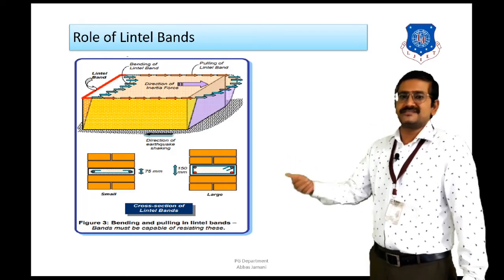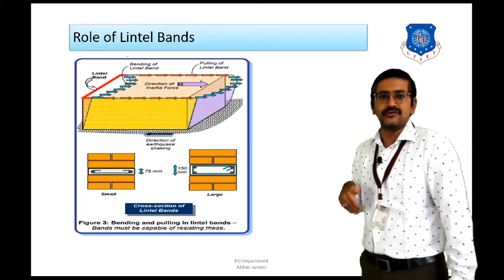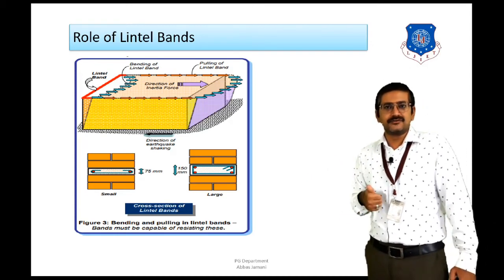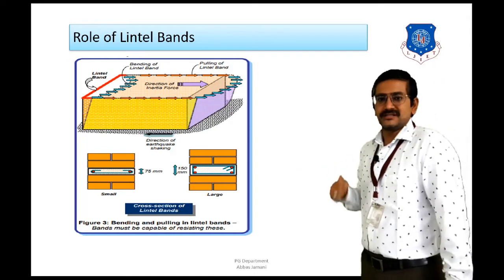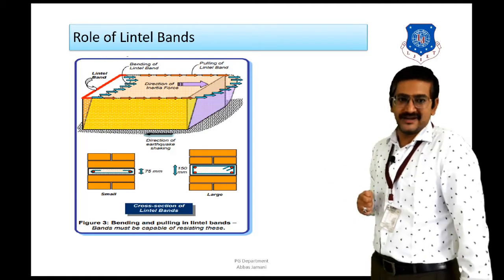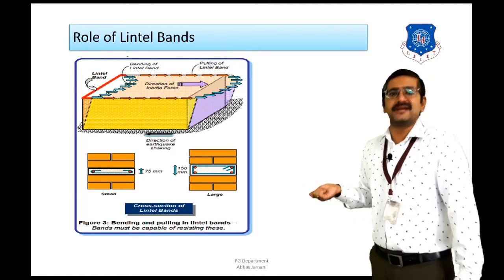And due to this generation of the inertia force, you can see that one particular wall is going to undergo bending, right? And the other two walls are going to undergo the action of pulling, right? So as you can see, the two short walls in which the direction of inertia force is there, these two walls are going to undergo bending. Or in other terms, I can say horizontal bending or out of plane bending, right?